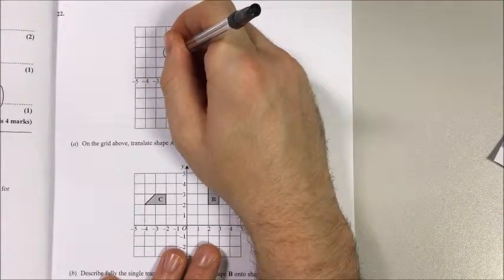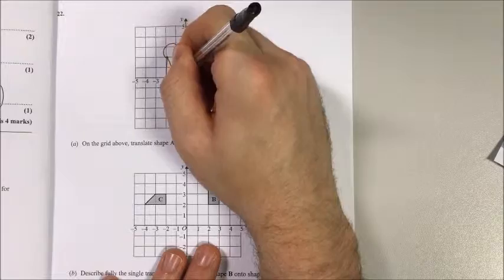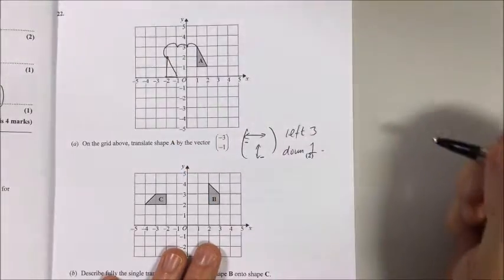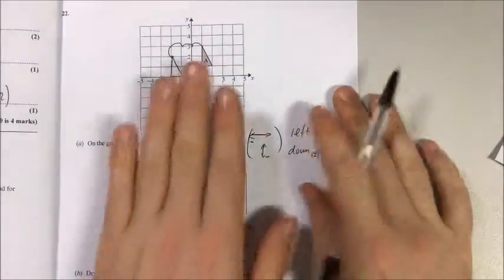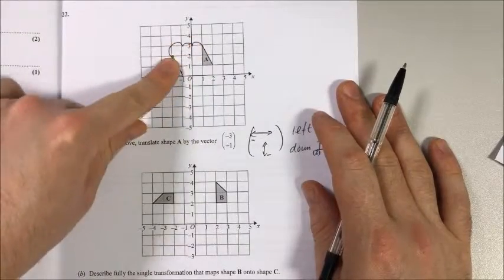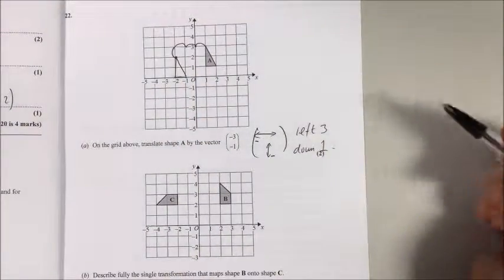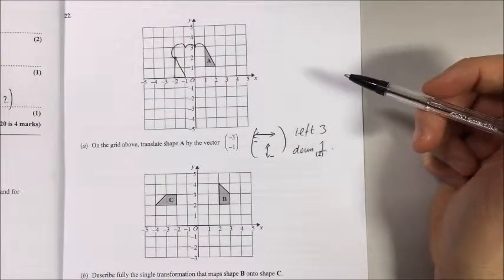So that moves down 1. And if I construct that now, you can see that's where it's going to go. People use tracing paper and move it, but I do like to just move one corner and draw it from there. But tracing paper would work.